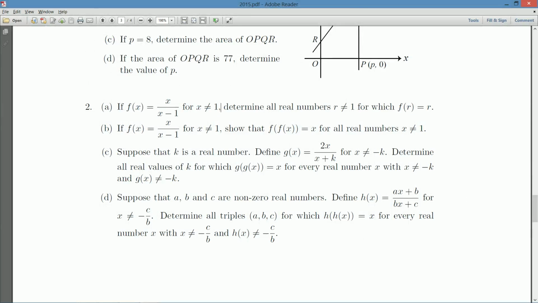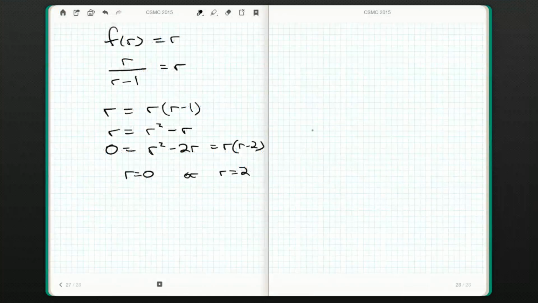Okay, B part. We've got the same function here, still not defined at 1, that's fine. Show that f of f of x is equal to x for all real numbers. Well, the easiest way to do that is just leave x in. Don't show it for 2, don't show it for 3, don't show it for 4. Show it works for all numbers. So let x be an arbitrary number.